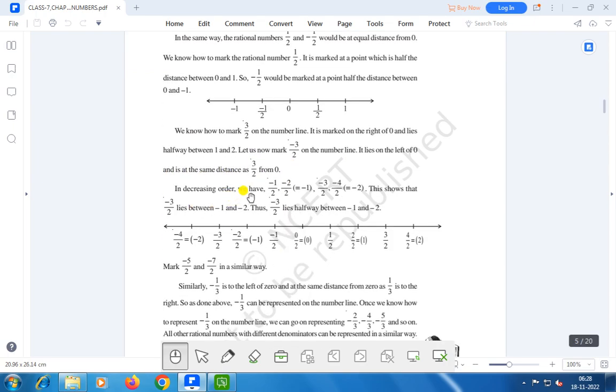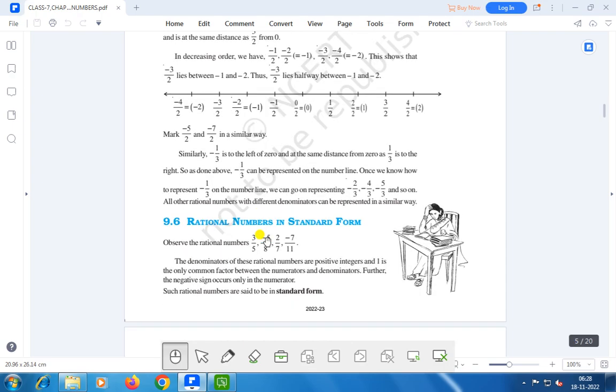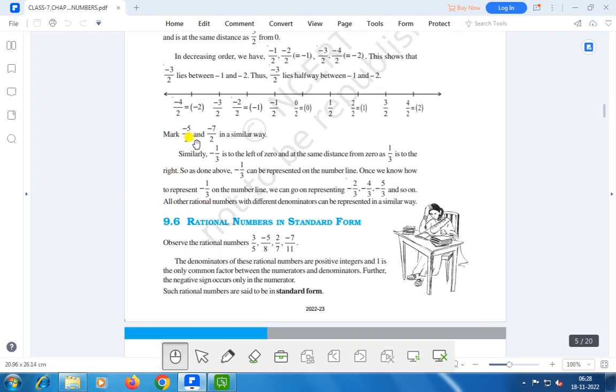In decreasing order, we have minus 1 by 2, minus 2 by 2, that is minus 1, and minus 3 by 2, minus 4 by 2, that is minus 2. This shows that minus 3 by 2 lies between minus 1 and minus 2. Thus, minus 3 by 2 lies halfway between minus 1 and minus 2. Mark minus 5 by 2 and minus 7 by 2 in a similar way.